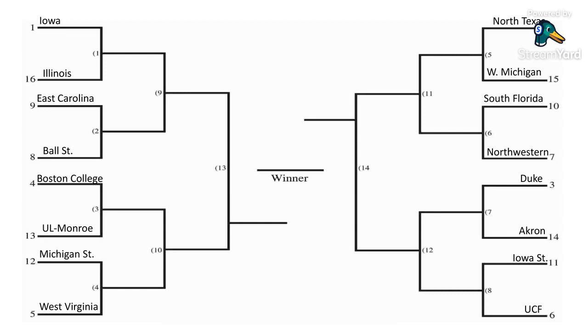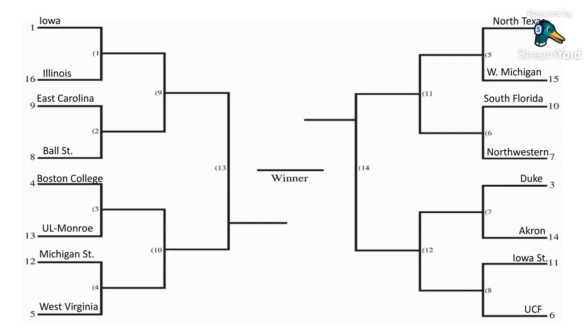We're at the Coliseum, the Los Angeles Coliseum, home of the USC Trojans. So USC will host the championship, and UCLA, which is the Rose Bowl, will host the winner of Iowa or Illinois versus East Carolina and Ball State.